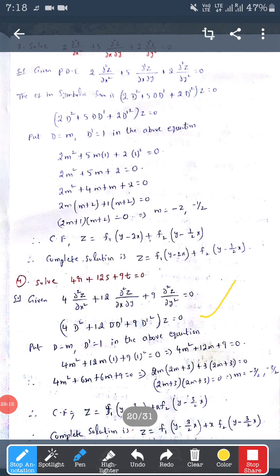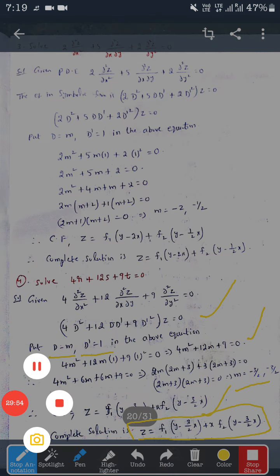So here also I am writing m in place of D, and 1 in place of D dash. The equation changes into the form 4m square plus 12m plus 9 is equal to 0. If you factorize this equation or solve for m, we get roots m is equal to minus 3 by 2, minus 3 by 2. So these two roots are real and equal. Therefore, the complementary function is z is equal to f1 of y minus 3 by 2x plus x into f2 of y minus 3 by 2x. So this is the complete solution.